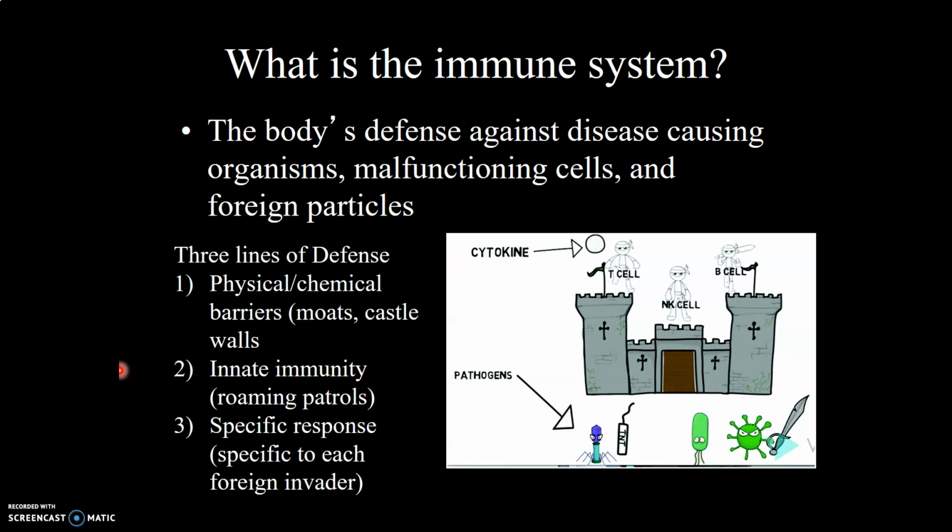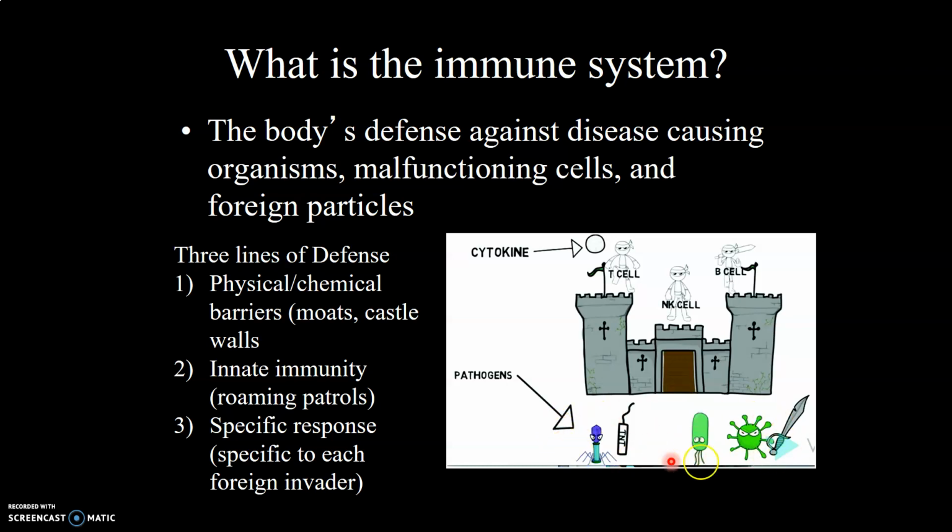Our bodies fight these foreign invaders through what's called our immune system. The immune system is the body's defense against pathogens, malfunctioning cells, and foreign particles. I like to think of our immune system and our bodies sort of as a castle. You see our little cartoon here with our castle. So let's pretend that our castle is our bodies.